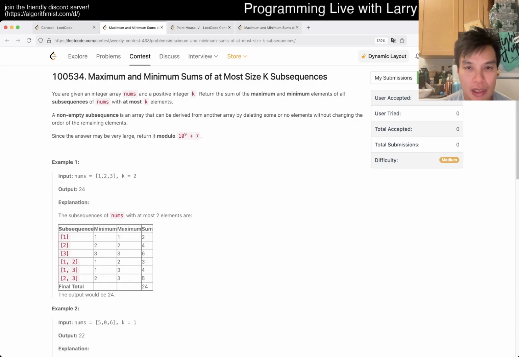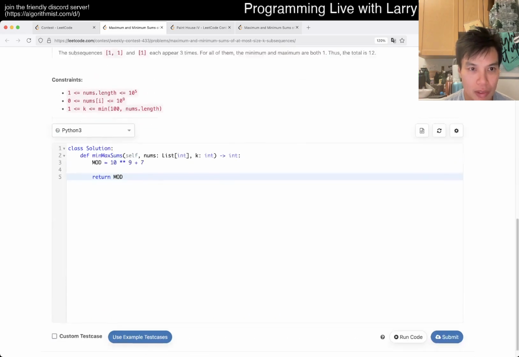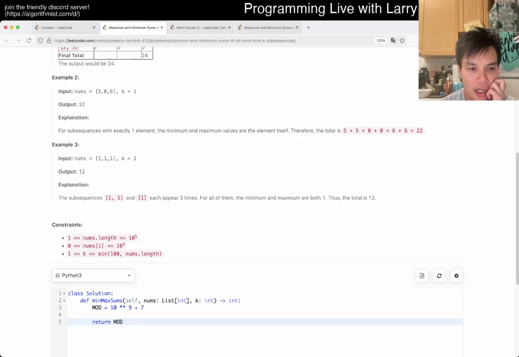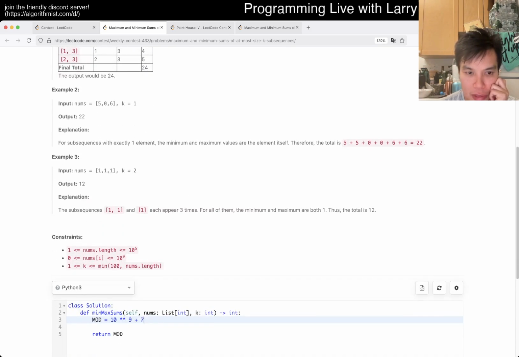nums, k, return the sum of the maximum and minimum of subsequences of nums with at most k elements. What is n? N is big, so it's not that. It's not a brute force for some reason. At most k elements. So what is k? K could be, oh, only 100 actually. So that means that n and k is the index. Is that fast enough? 10 to the 7 is 10 million. Kind of awkward actually.